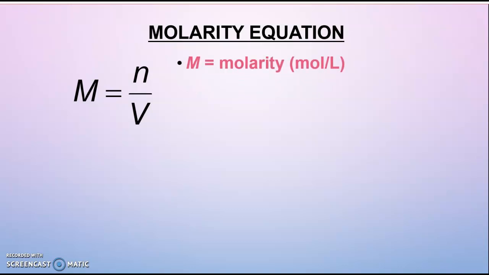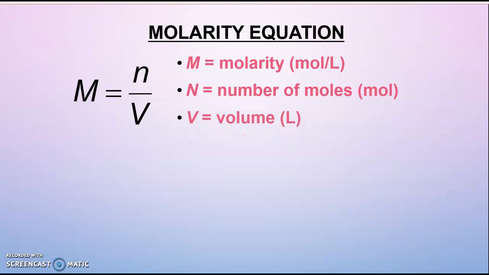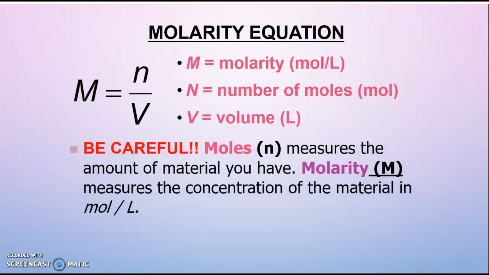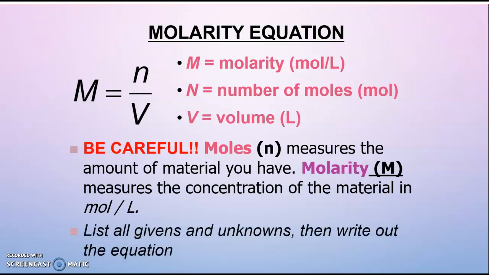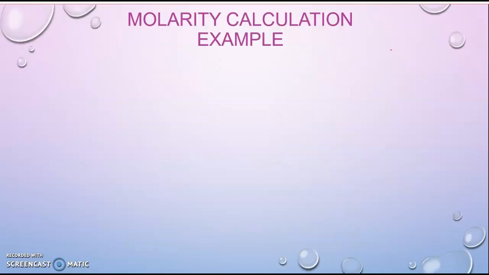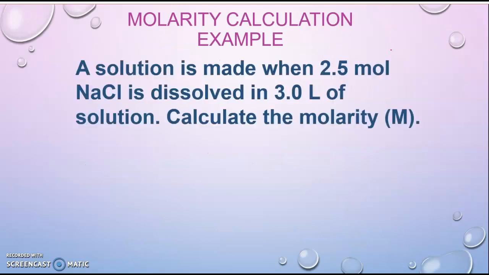M equals molarity in moles per liter. n is the number of moles. Sorry, that should be a lowercase n. V is your volume, which is measured in liters. So please be careful. It's really easy to mix up moles and molarity. They're actually different things. The way I recommend doing these problems in your quiz is list all the givens and unknowns and then write out the equation. Let's do some practice problems.